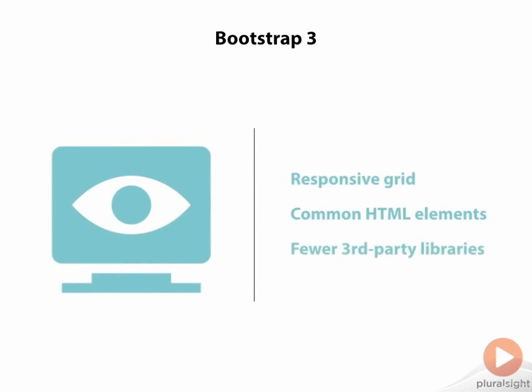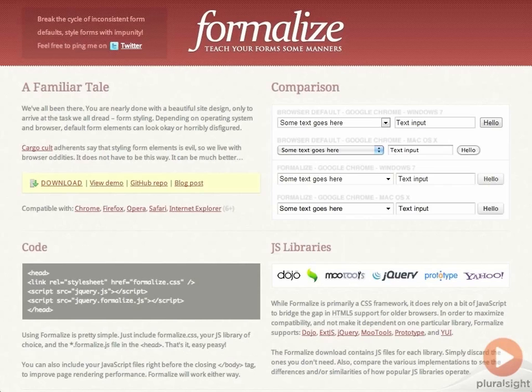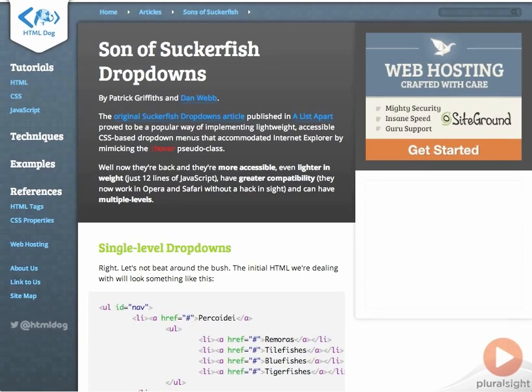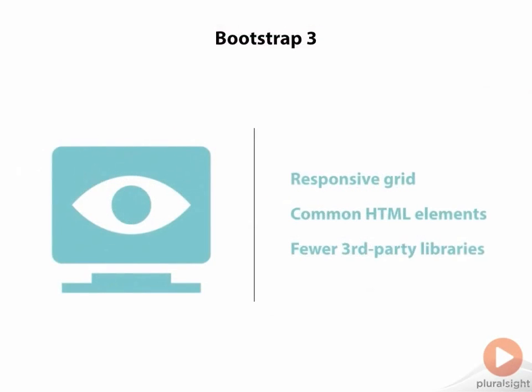Before Bootstrap, I used the now retired 1140 pixel grid framework by Andy Taylor. I used Formalize to make forms look pretty and look the same on all browsers. I used Son of Suckerfish to handle dropdowns. I used Modernizr as well as other tools to make things look the same across other browsers. If you've been doing web design in the past 5 years and you haven't been living under a rock, this should all sound pretty familiar. All of that external stuff is pretty much baked into Bootstrap, and this means less that I need to worry about.